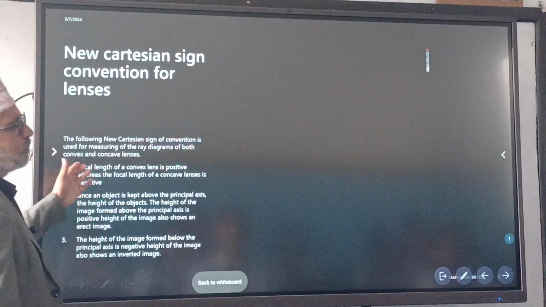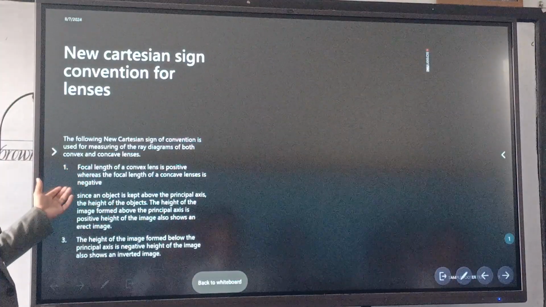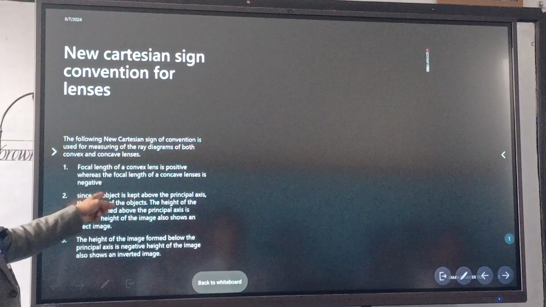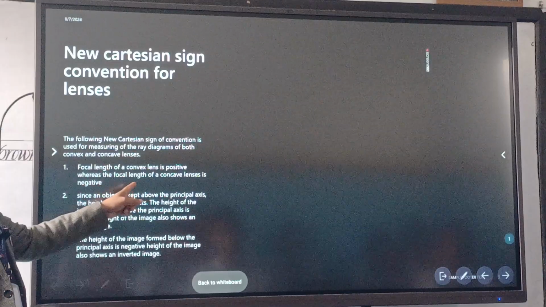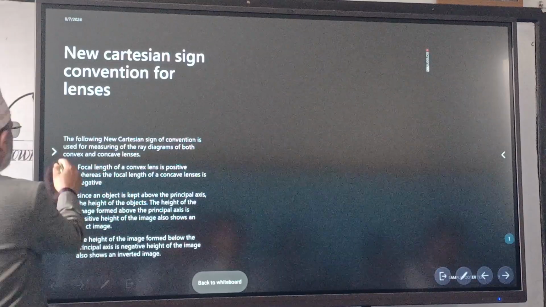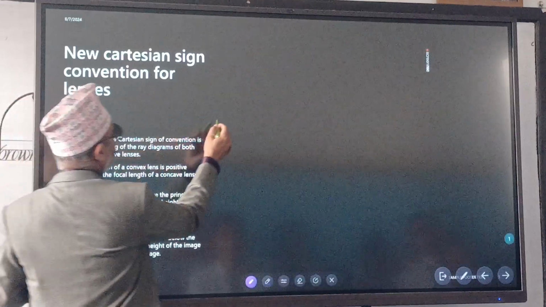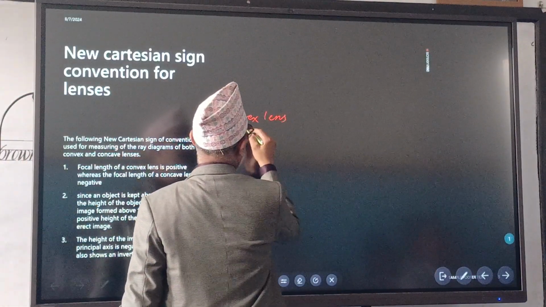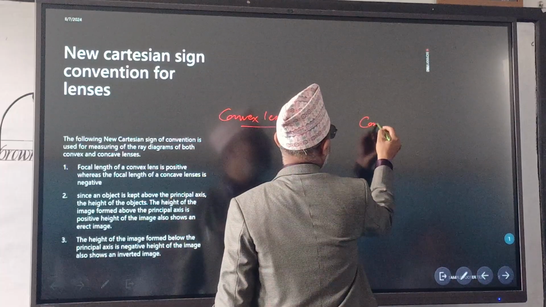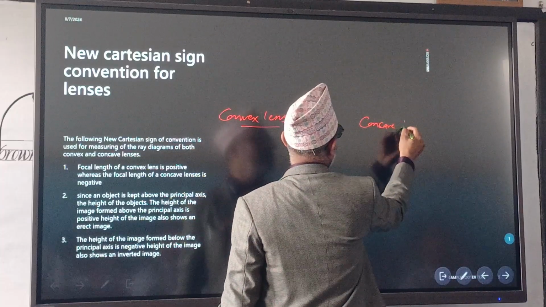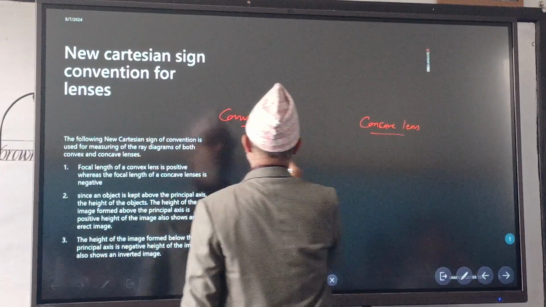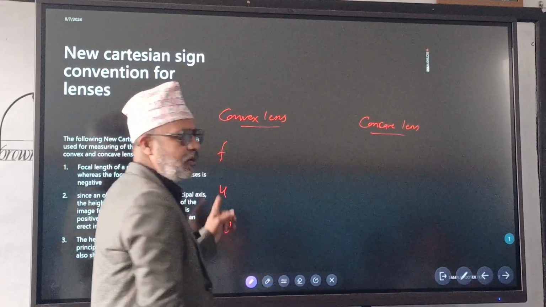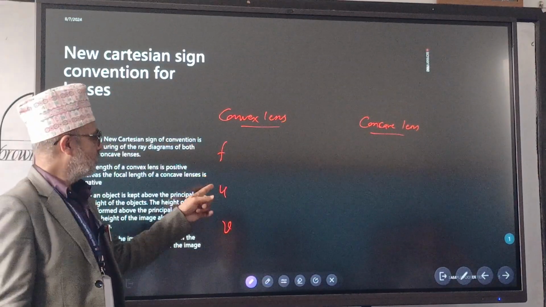Here are given some points to remember. We discussed last time also. Focal length of a convex lens is positive. Focal length of a concave lens is negative. So if we write like this, then we can consider convex lens. What is this? Convex lens. What is this? Concave lens. F, U, and V. What is F? Focal length. What is U?